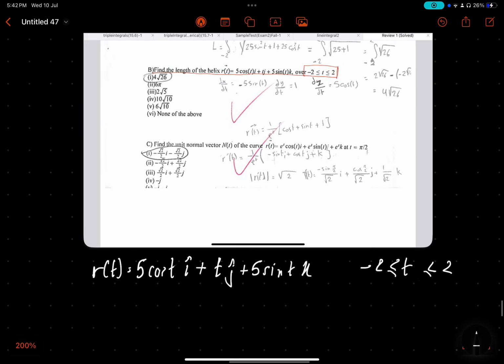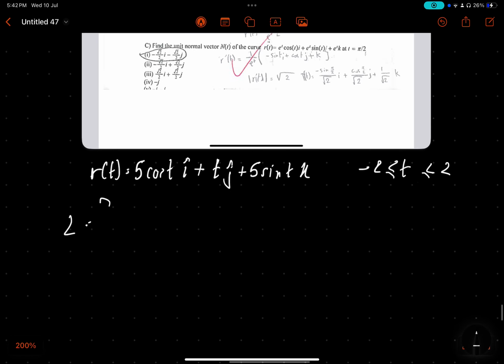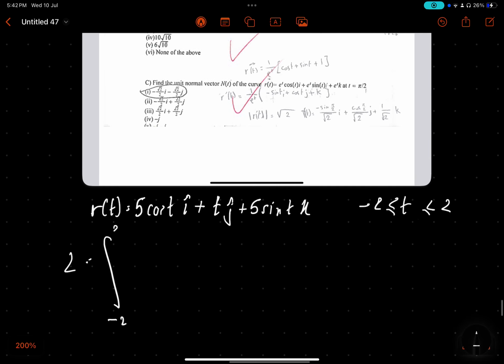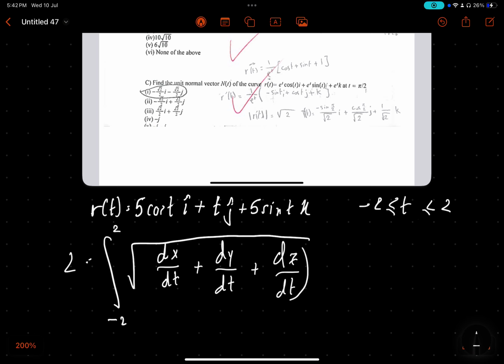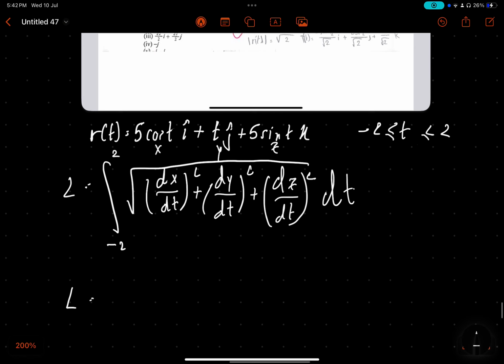And basically the length is just the integral from -2 to 2 of the square root of, it should be dr over dt, actually dx over dt plus dy over dt plus dz over dt, all squared, x, y, z, and then dt. So this should be our length.